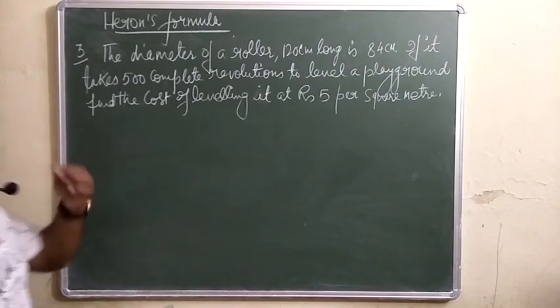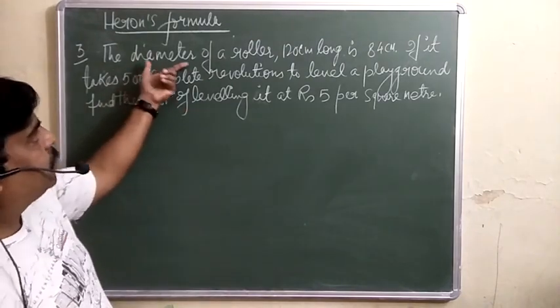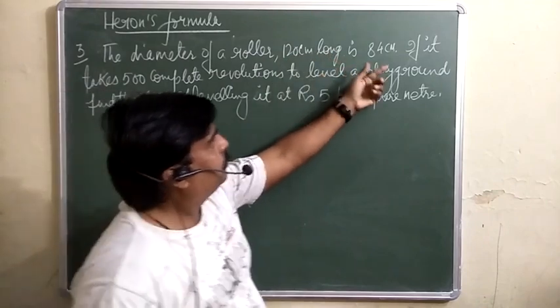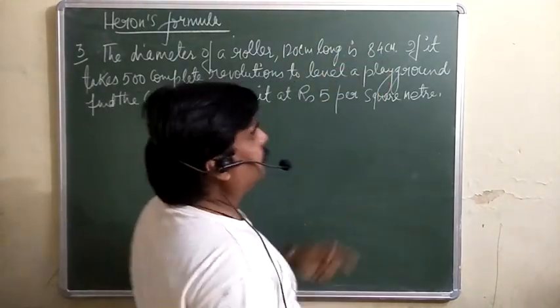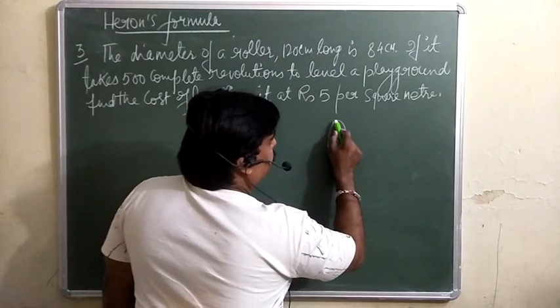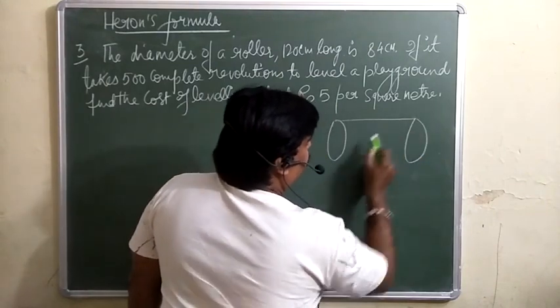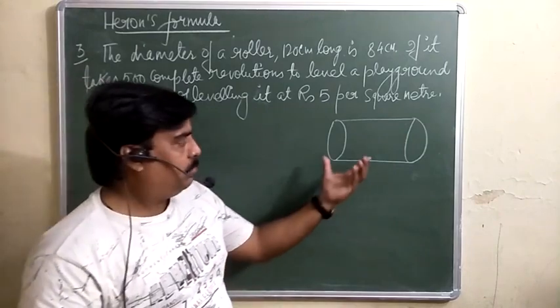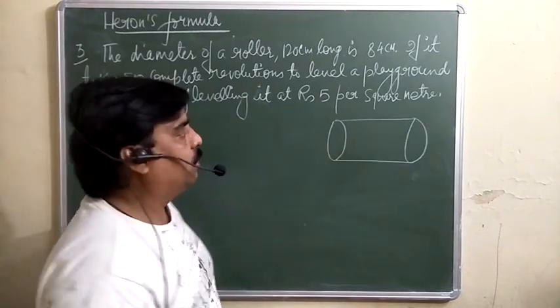Yes. Now one more question is there. The diameter of a roller 120 centimeter long is 84 centimeter. There is a roller. It is like this roller, which we use to make the road. The roller that runs on the road.